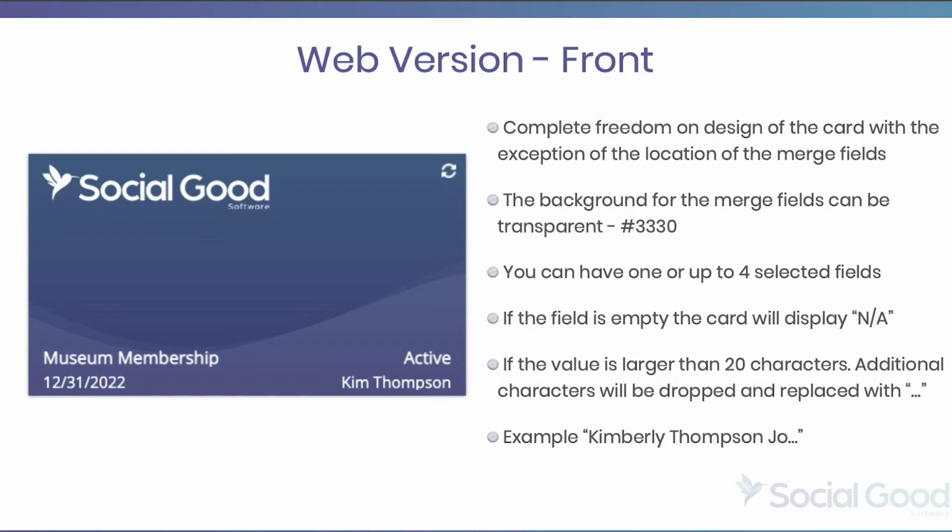Now, if the value is larger than 20 characters, additional characters will be dropped and replaced with 3 periods like this. What this means is that if your name on the card is very long, like Kimberly Thompson Johnson, we just simply go 20 characters, and then we append these 3 little dots just to denote that the name is very long. So we'll always start from the beginning, and it will only trim at the end. Okay, so that's the front of the card.